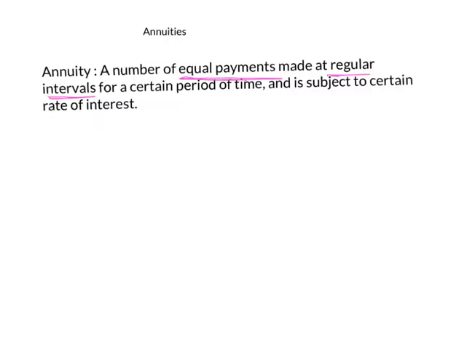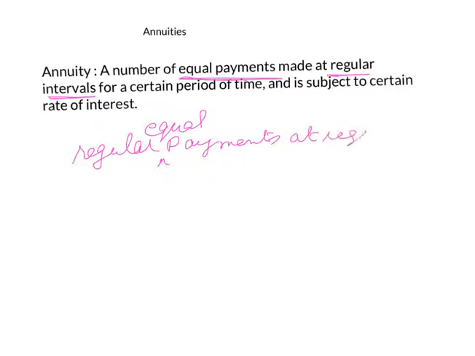So in short, annuity means regular payments. I mean regular and equal payments at regular intervals.